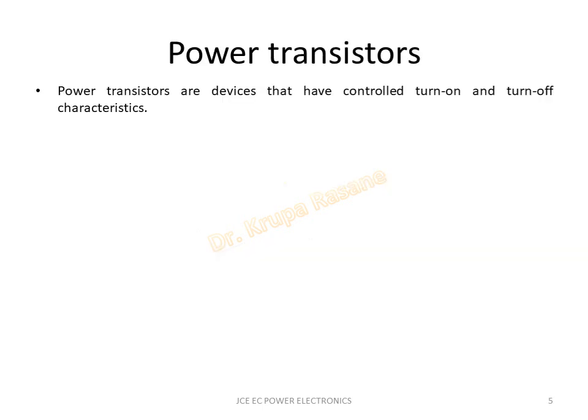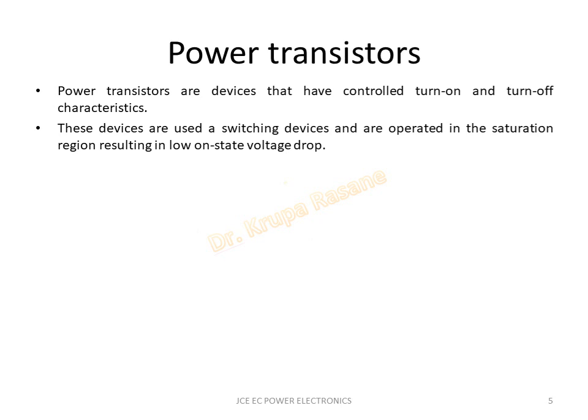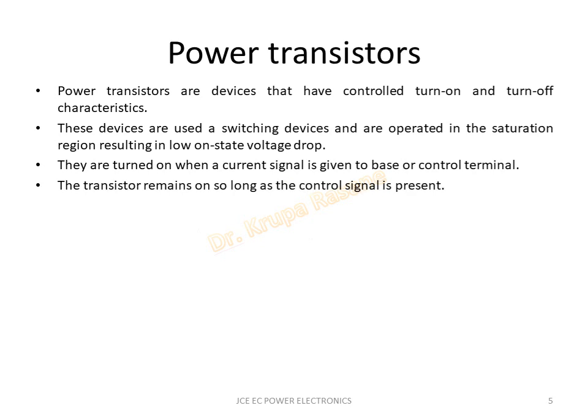So coming to power transistors, we know it's a device that can control both the turn on and turn off characteristics, because the devices are used as a switching device and operate in the saturation region, resulting in a low on state voltage drop. They are turned on when a current signal is given to the base or control terminal. The transistor remains on so long as the control signal is present. We apply the base control signal, which will control the collector emitter current.